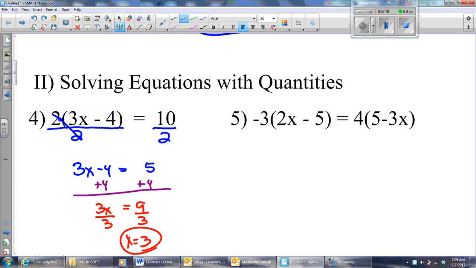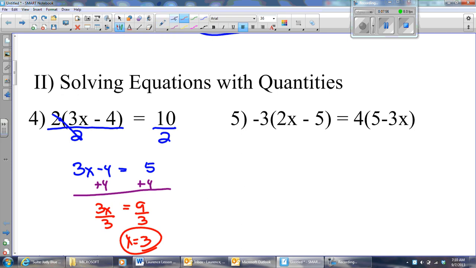It's good to have a multitude of different techniques in your bag of tricks to solve equations, because in some situations it would definitely be smarter to distribute, and in some situations it would be awfully easier to divide or perhaps multiply and get rid of certain things and then solve the equation.